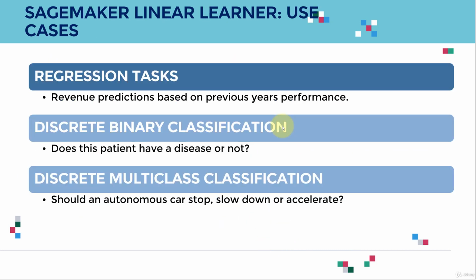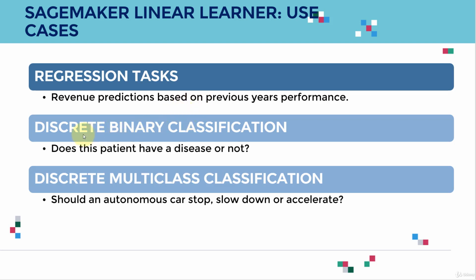Okay, all right. So let's take a look at some use cases for linear learner. Again, as I mentioned, we can use linear learner for regression tasks, for discrete binary classification tasks, and for discrete multi-class classification tasks. For regression tasks, the output has to be continuous, numeric. For example, I want to predict revenue next year based on my previous year. So this is an example of a regression type problem.